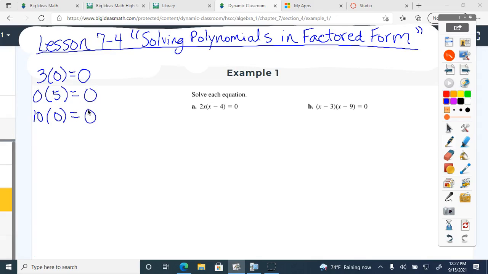Is there any way to multiply numbers and get 0 without one of the numbers being 0? No, sir. There's not. So the only way to get 0, if you're multiplying, is for one of the numbers that you're multiplying by to be 0. Does everybody understand that? Yes, sir.